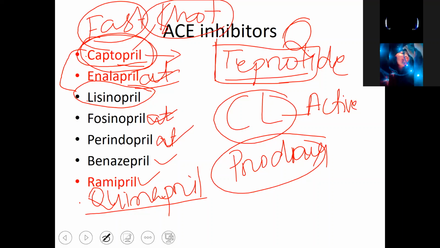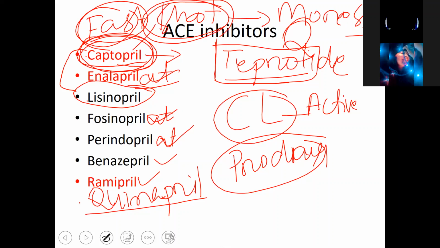On the other hand, the prodrugs are usually long acting and slow acting. Because captopril is the fastest acting as well as the shortest acting, it has one thing, that is, it has more side effects. That is usually not seen with the other groups. Most of the side effects, particularly hypotension, or others like cough or dysgeusia, mostly happen with captopril, and less with the others, because they are slowly acting.